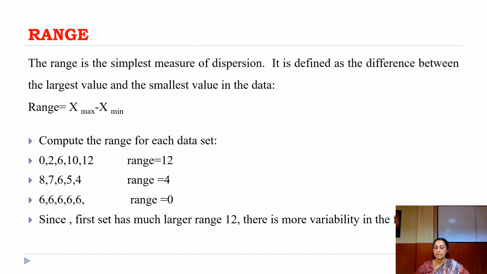Let us see some examples. Here is a data set which includes the points 0, 2, 6, 10 and 12, and the range is the highest value minus the lowest value. That's the difference between 12 and 0, so the range is 12. In the second data set, the highest value is 8 and the smallest value is 4. Therefore, the range is 8 minus 4, which is equal to 4. In the third data set, we observe that all the data are 6. There exists no variation in the data, so the range is equal to 0. Hence, we observe that in the first data set the variability is more, whereas in the last data set there exists no variability.